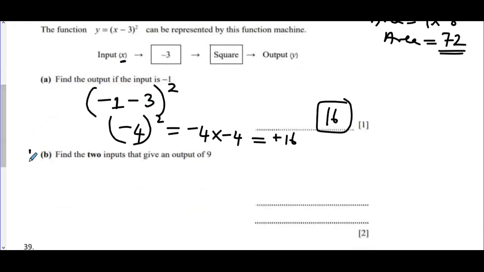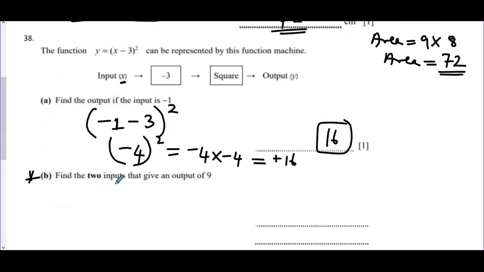Now here comes the next question. Find the 2 inputs that give an output of 9. Okay, I have to find 2 inputs that when I put them here, I'm going to end up getting an output of 9. So let us try input. Be careful with this. Anything that should come here when you square should give you an output of 9. What is that? 3 squared. 3 squared means 3 times 3, which is 9.